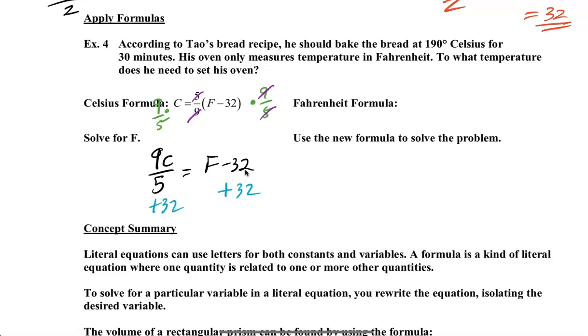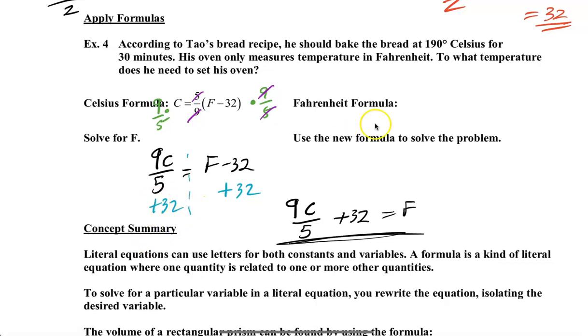Now again, on this left side here, these cannot combine. One has a variable, one does not. So you can't do anything. We just have to rewrite it. So the formula is going to be this: 9C over 5 plus 32 equals Fahrenheit. So that is our equation.